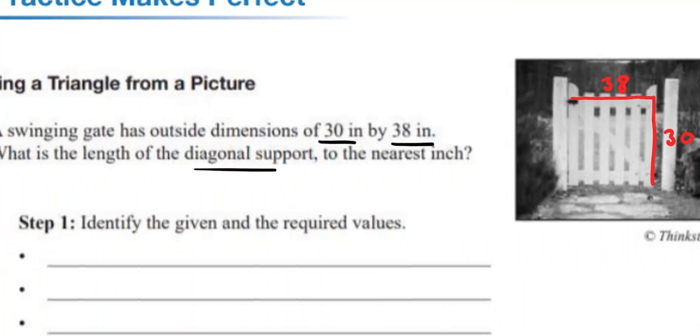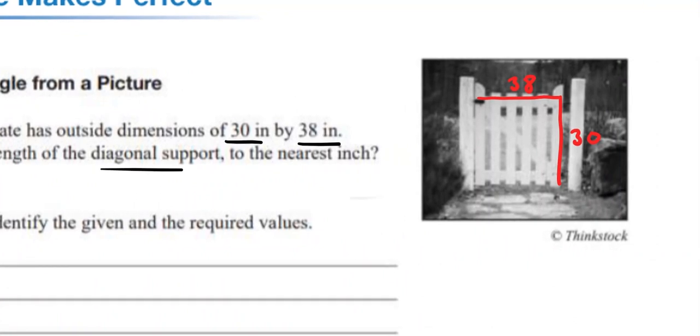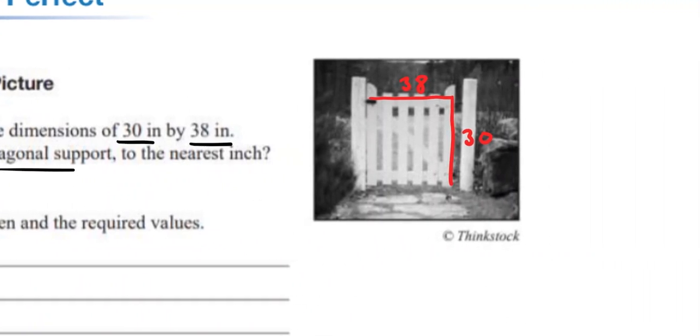Now, what's it asking for? It's saying, what's the length of the diagonal support? You might not be able to see it from your picture, especially being in black and white, but there's a support of the gate going right down there. Do you guys kind of see the right angle triangle that we've created? So now we can actually just solve for, let's call that x. You can call that c if you wanted to.